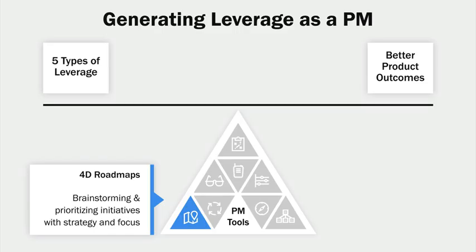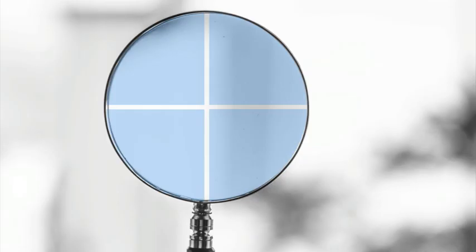In this module, we're going to focus on the fifth tool PMs can use to generate more leverage, 4D roadmaps. One of the core pieces of work PMs do involves prioritizing product work into a product roadmap. However, they often rely on overly simplistic prioritization frameworks that lead to low-leverage product roadmaps. In this lesson, we'll introduce our approach to building a roadmap. This approach takes into account 4 different lenses of product development.